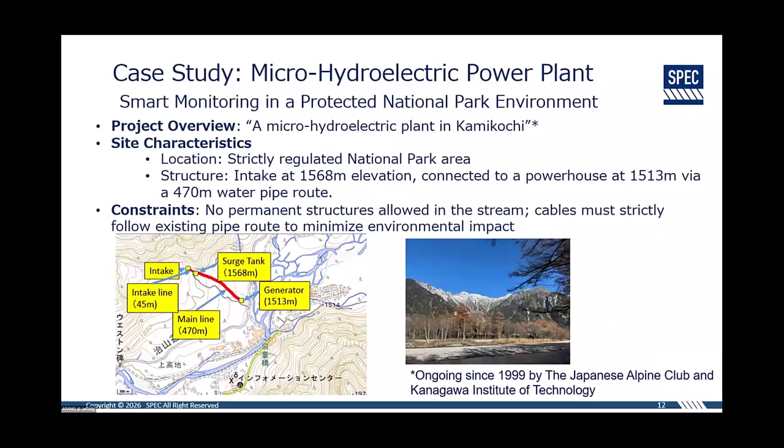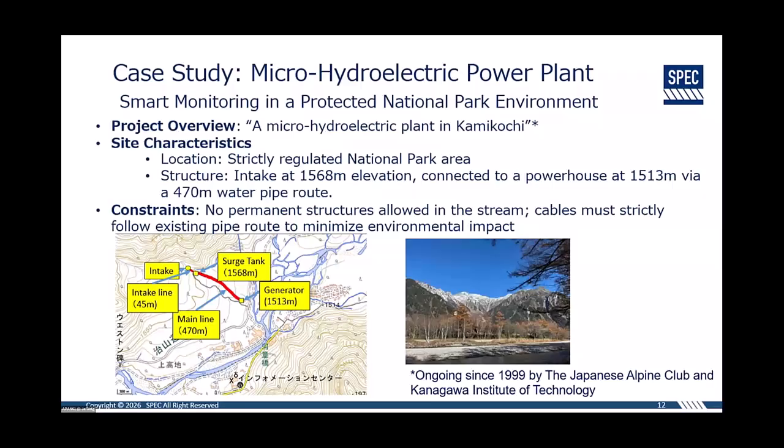We are planning to apply SPE to a micro hydroelectric plant in Kamikochi, a strictly regulated national park in Japan. This site has an intake at 1,568-meter elevation connected to a powerhouse 470 meters away. Because it's a protected area, we cannot build new structures. Any cables must follow the existing water pipe route.